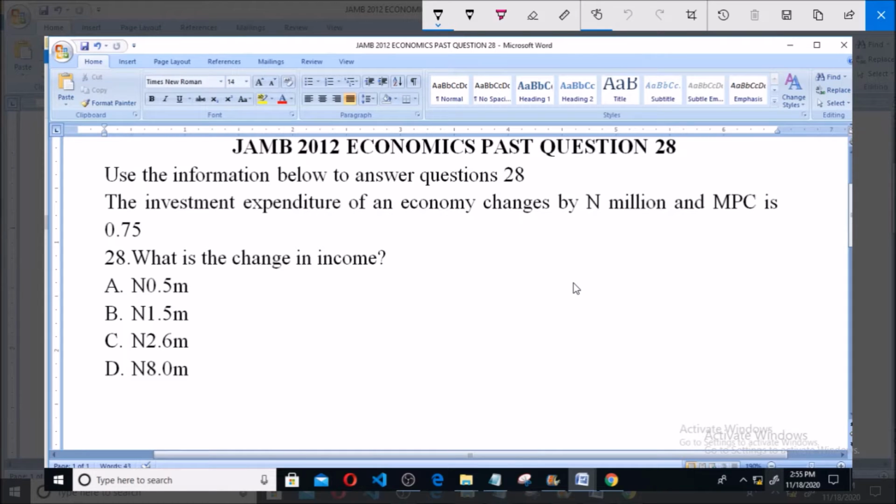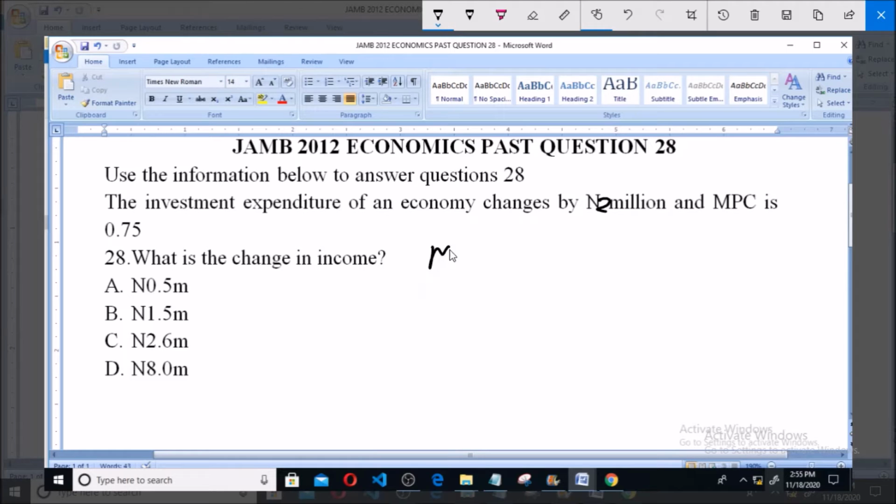2012 Economics Past Question, question number 28. Use the information below to answer question 28. The investment expenditure of an economy changes by 2 million naira, and MPC is 0.5.